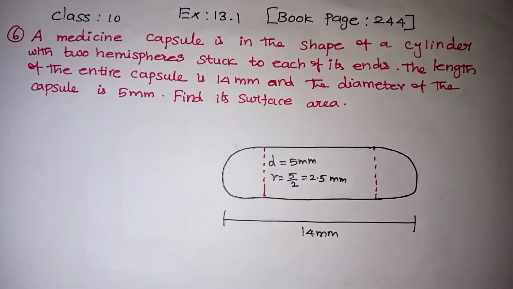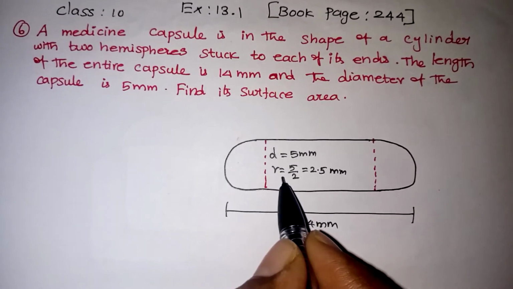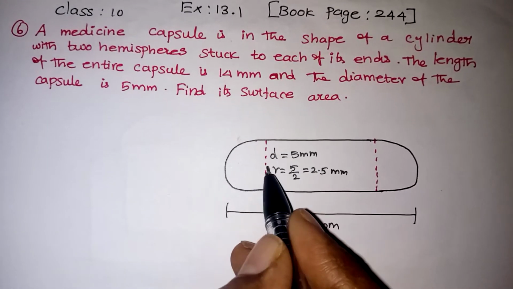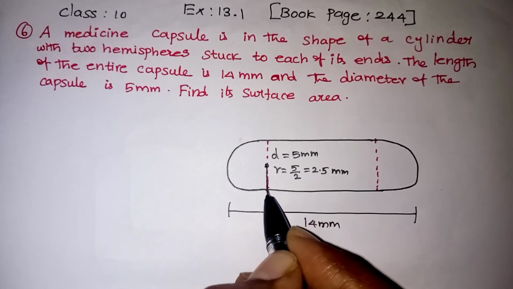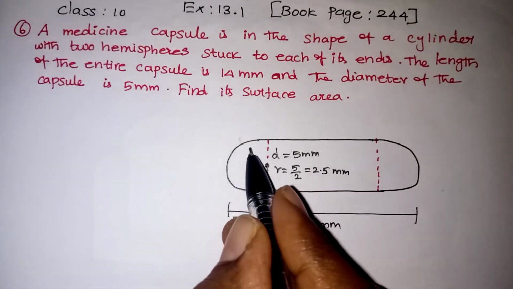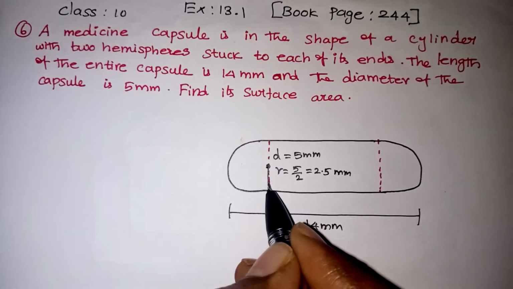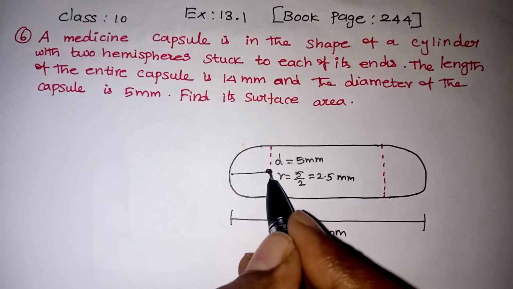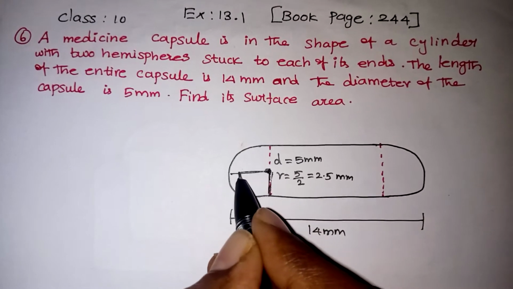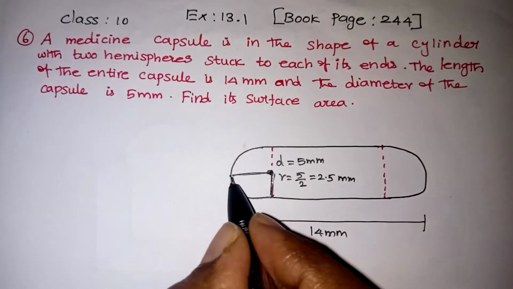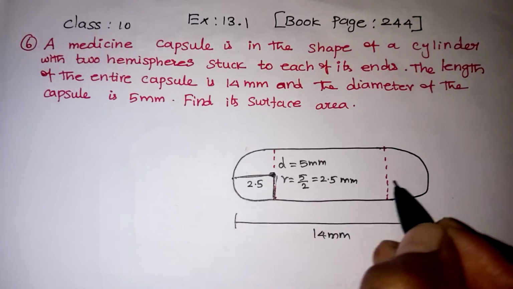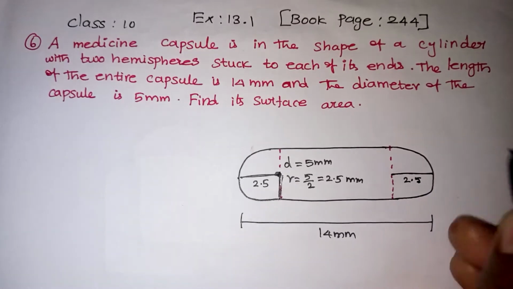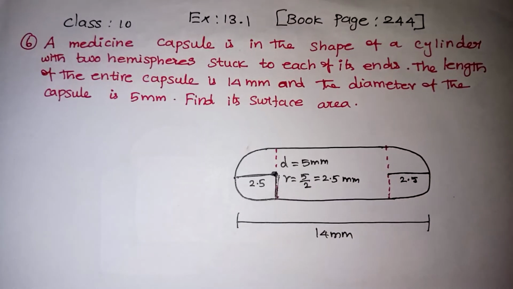Here is one more important point. The radius of the cylinder is also 2.5, and for the hemisphere also the radius will be 2.5 only. For any hemisphere, the radius and the height will be the same because it is a spherical shape. Since radius is 2.5, this height will be 2.5 only. Same way for this side also the height will be 2.5.